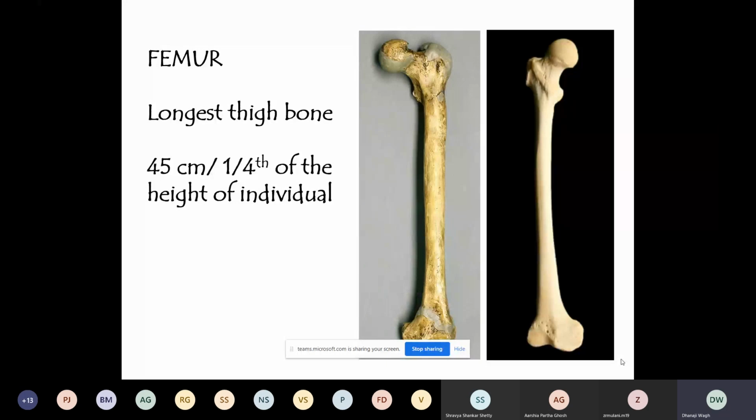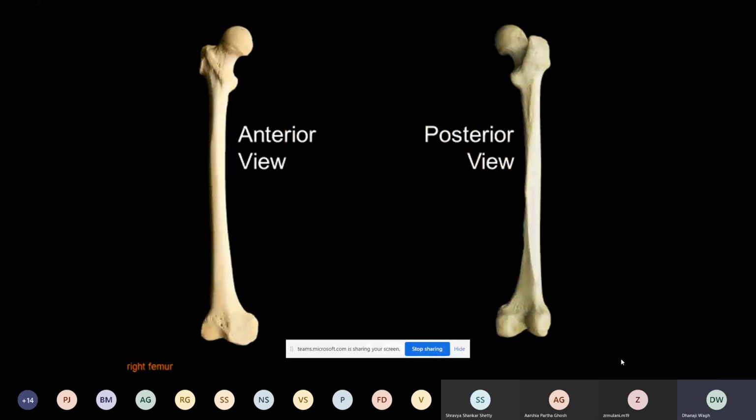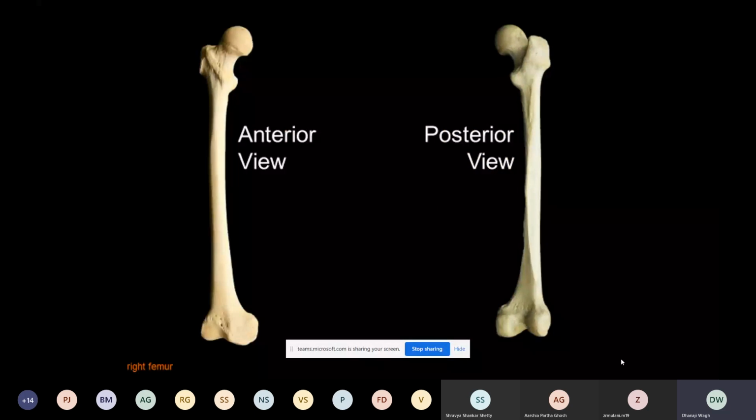It is like another long bone. It has the upper end, lower end, and the shaft. Approximately it is 45 centimeters long, which means it is 1/4 of the height of the individual. See its anterior view and the posterior view. The features are there anteriorly and posteriorly. We will see them in detail.